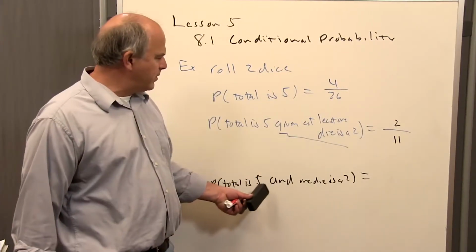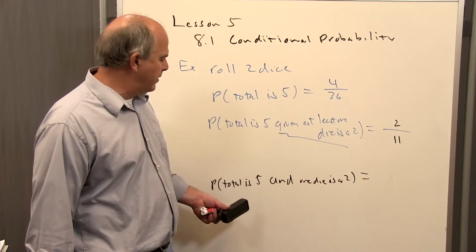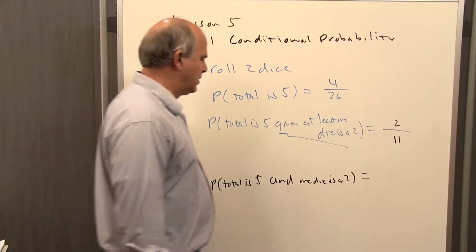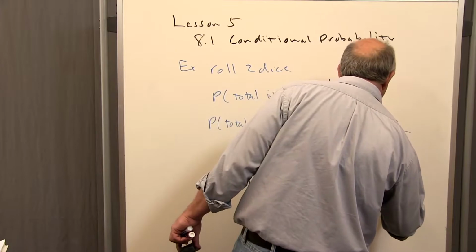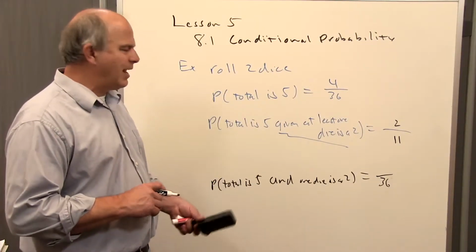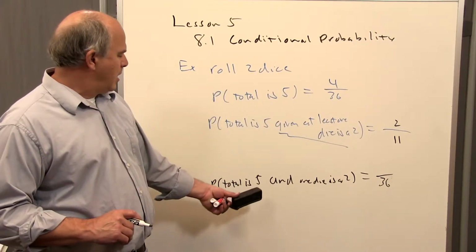There's no given here. There's no conditional probability here. There's no restricting the denominator, right? I'm just asking for this situation. So the denominator is 36 in this case. You've got to recognize when it's conditional, when it says if, or when it says given, right? Or when it says on the condition that.